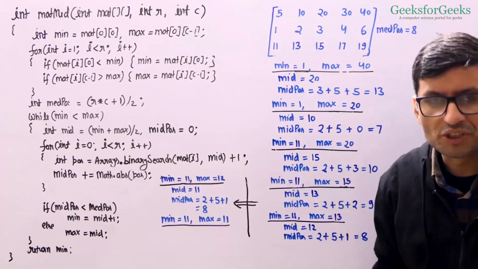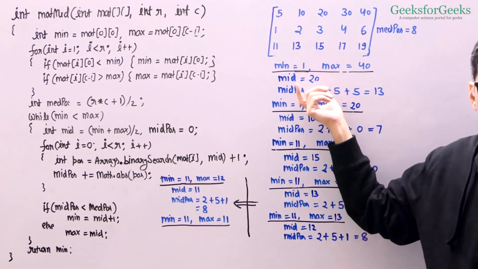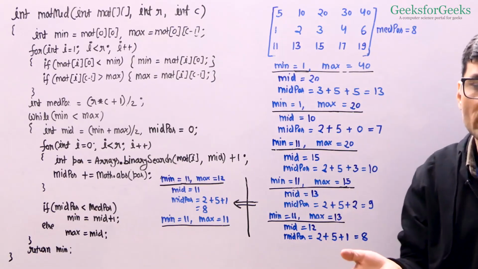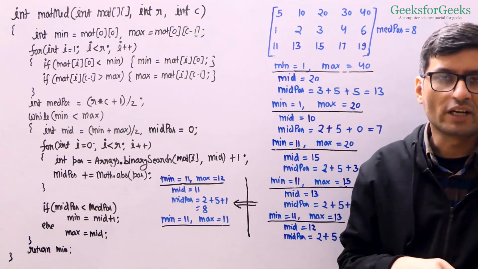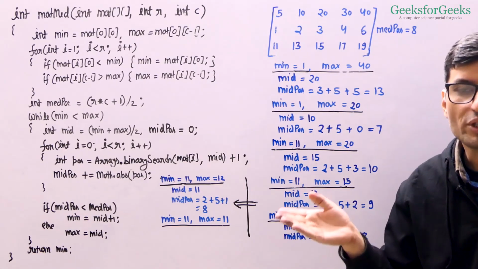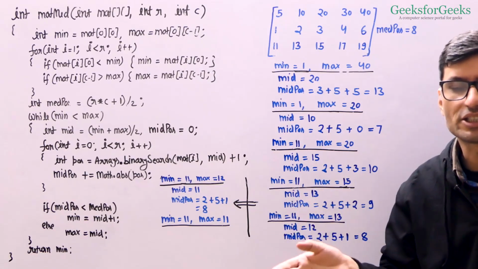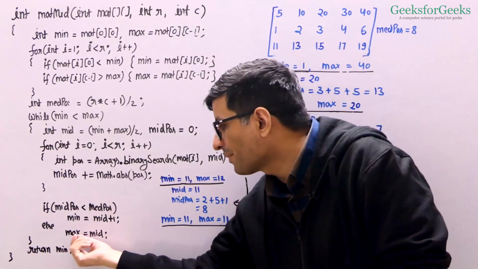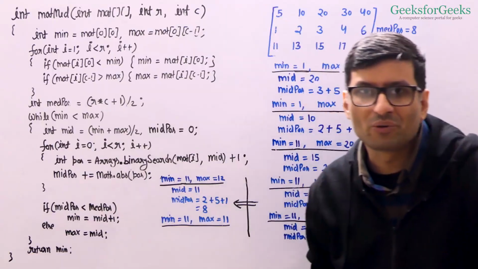Now this mid position, the position of the mid element is 13 and desired position is 8. We want the element which is at the 8th position. And here we got an element which is at 13th position, right? So we need to do binary search in the left half, and for that purpose we make max equal to mid. Now here you will notice one thing.